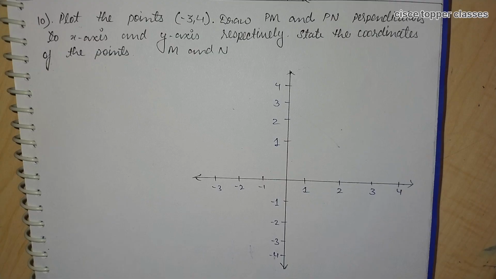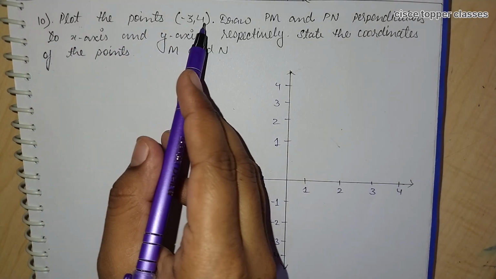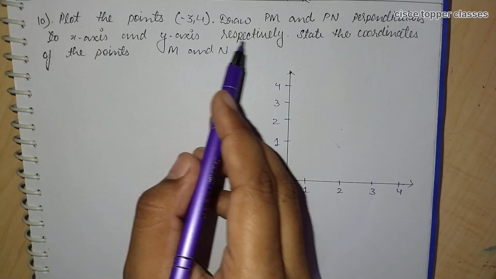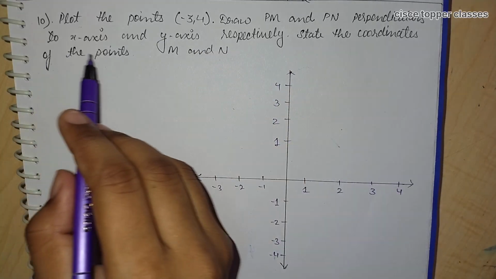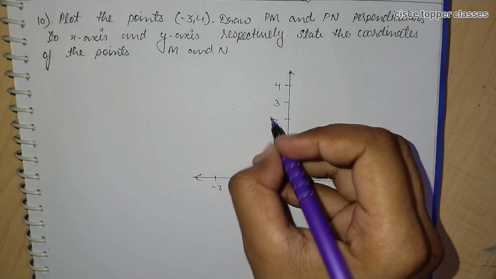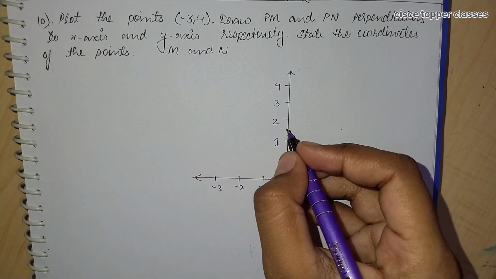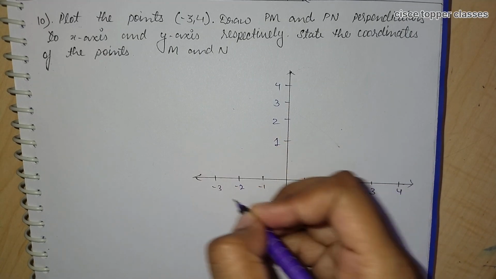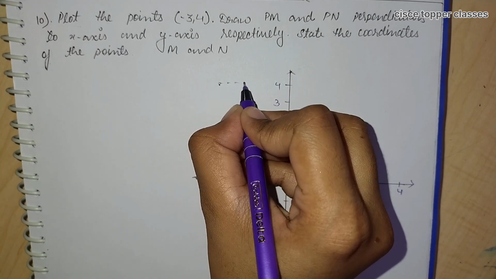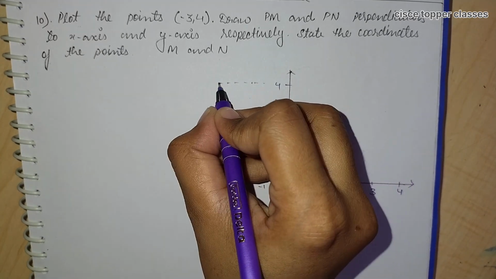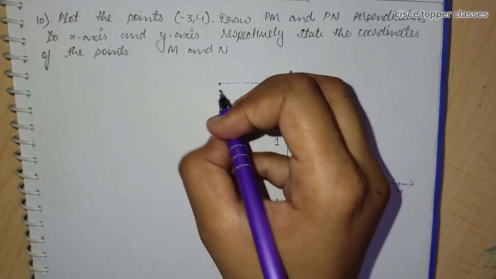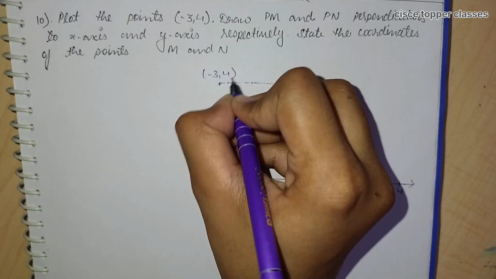Let us solve question number 10. We have to plot the point (-3, 4). We have to draw PM and PN perpendiculars to the x-axis and y-axis respectively. State the coordinates of the points M and N. So if we plot the point (-3, 4), this will be somewhere here. This will be -3 and this will be 4. So like this if we draw, these are the perpendiculars drawn from this point. This is the point (-3, 4).